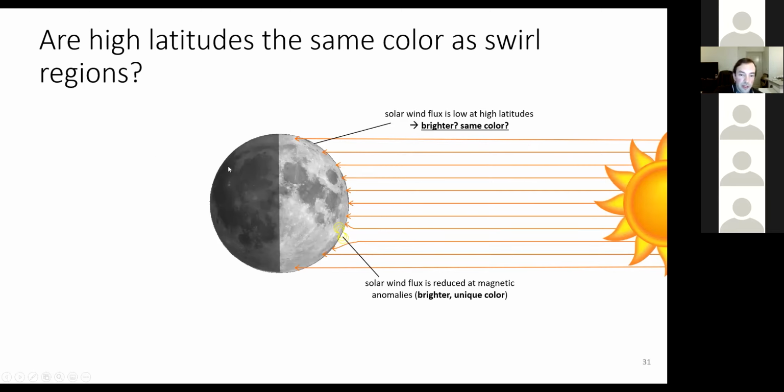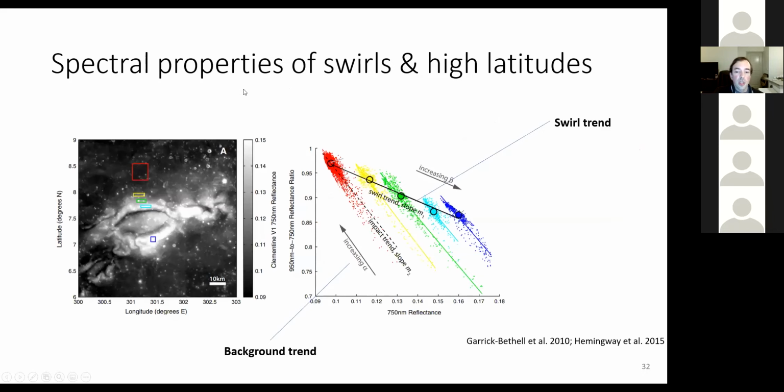Nobody had found the effect before, and it's a very small effect. So I wanted to get help from the swirl, this swirl region where the solar wind is blocked. My student and I came up with this new way to think about the colors of swirls. Here's a picture of a swirl at one band, at 750 nanometer reflectance. You can see it's very brightly colored, and the normal background soil is over here. And then there's a funny way to look at the spectral data.